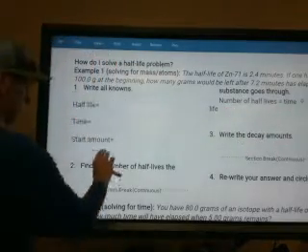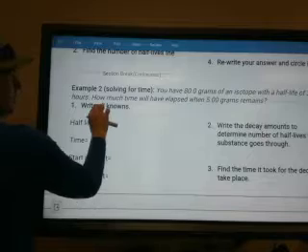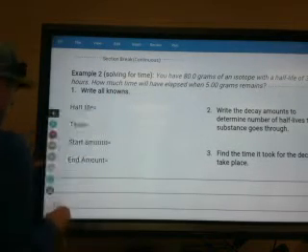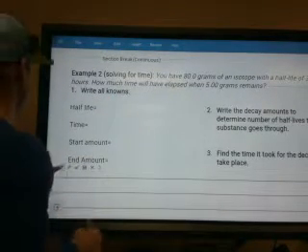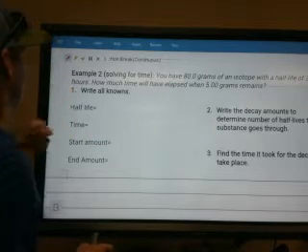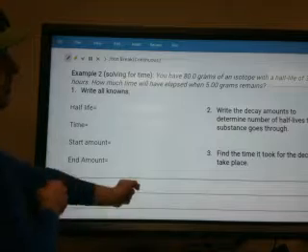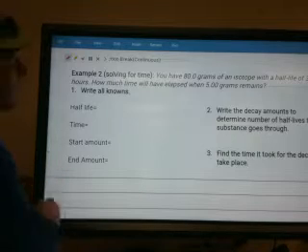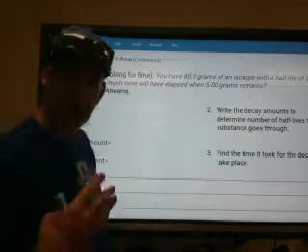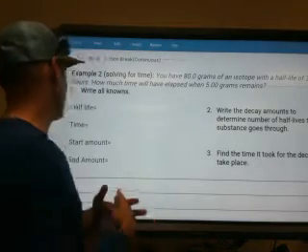All right, one more, and then I'll turn you loose. Okay, now this time we're going to actually calculate time. So instead of calculating end amount, we're going to now calculate time. So let's say that we have 80 grams of an isotope with a half-life of 36 hours. So how much time will have elapsed when only 5 grams remains?